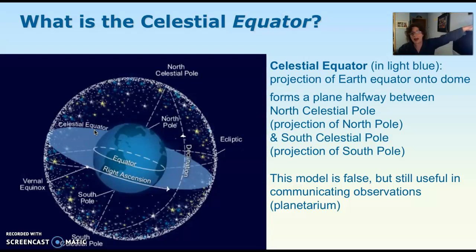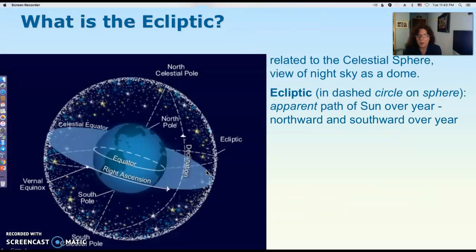So this celestial equator is an imaginary plane, and while many of the aspects of the celestial sphere, including the fact that all stars are the same distance away, while many of these aspects are false, this is our first scientific model, and it's still useful today for communicating observations in the sky, and in fact, in planetariums. So how does that celestial equator relate to another term that we hear, the ecliptic?